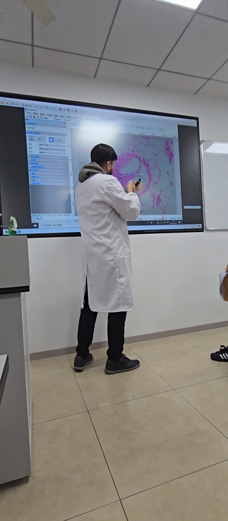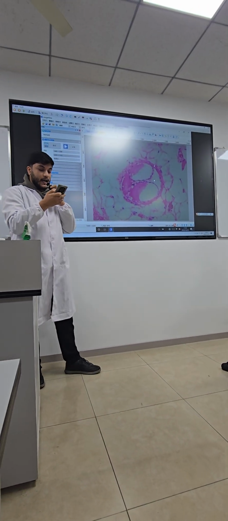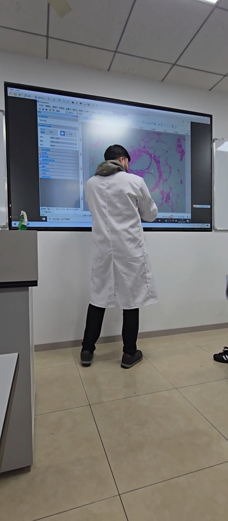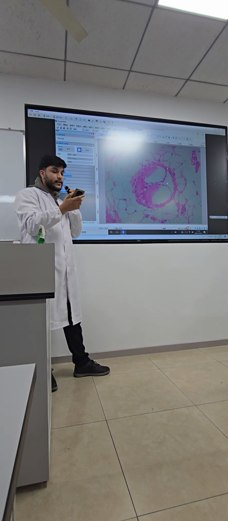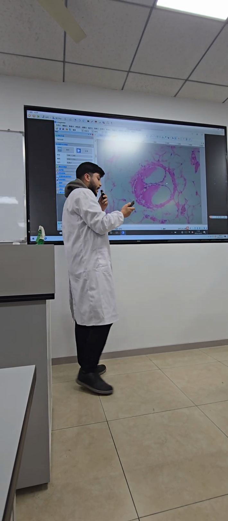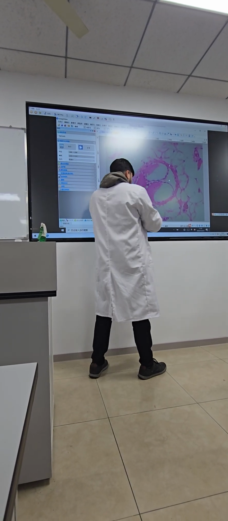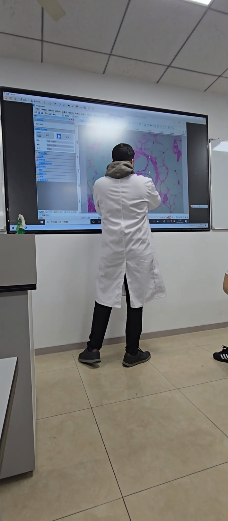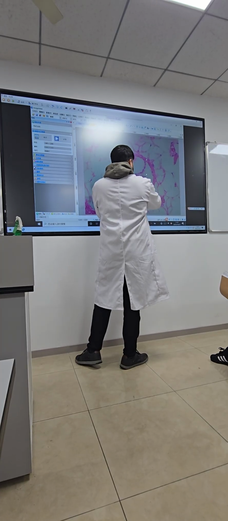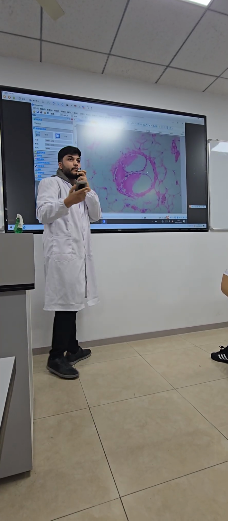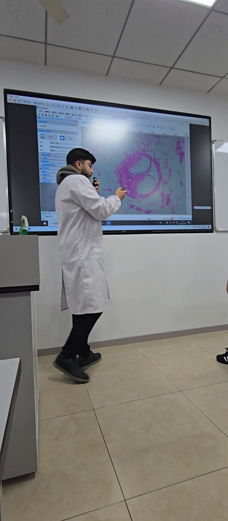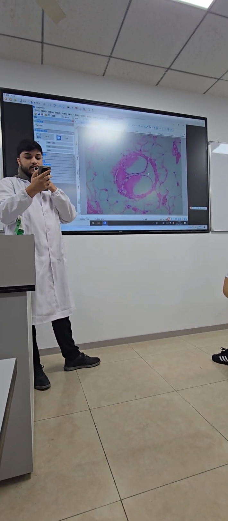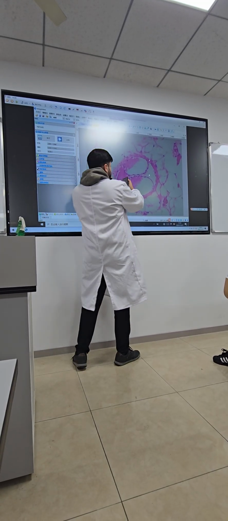The function is to drain the lymph from tissues and return it to the larger lymphatic trunks. So how do we identify it under the microscope? The lumen is clear, with no red blood cells, because it doesn't have blood, it has lymph. The wall is very thin and delicate, often appearing collapsed or irregular in shape.